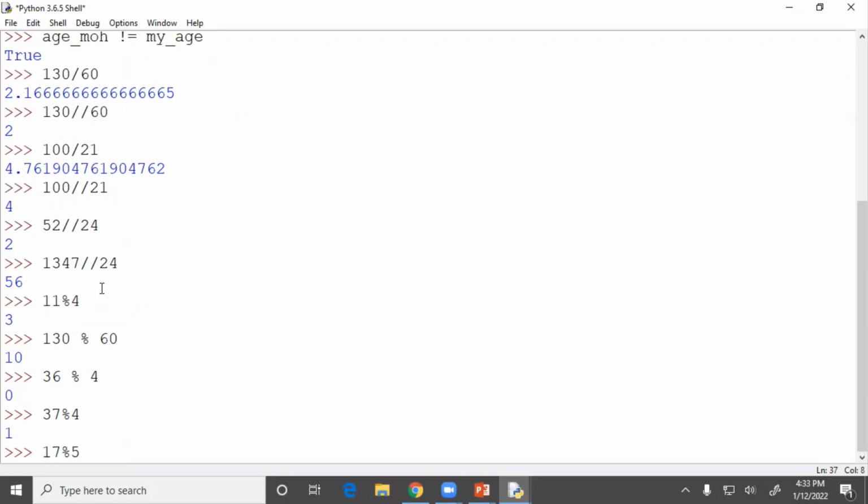17 modulus 5. What's your name in the back? Abdul Aziz. What do you think is the answer? The answer is going to be 17 modulus 5.